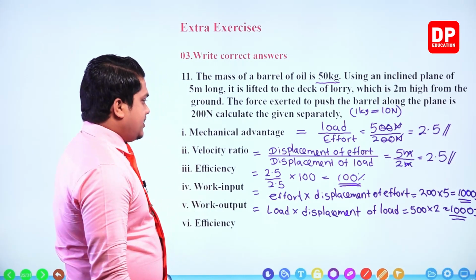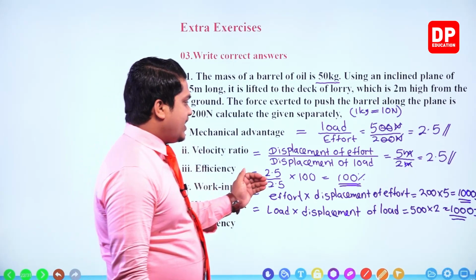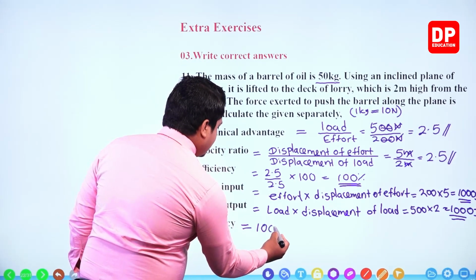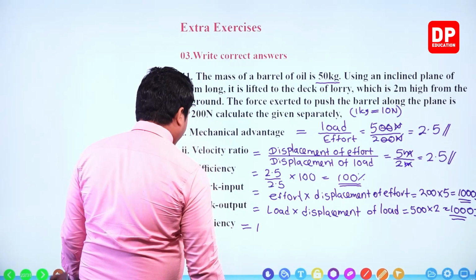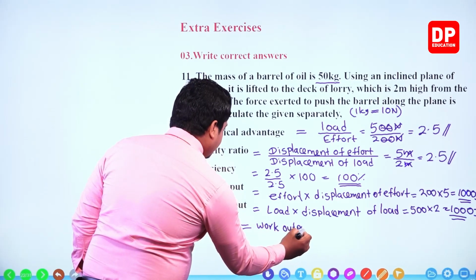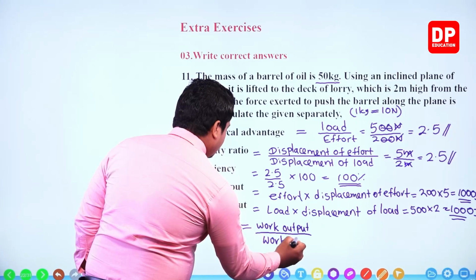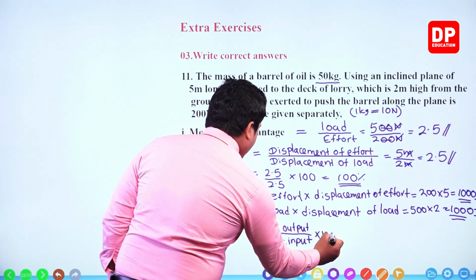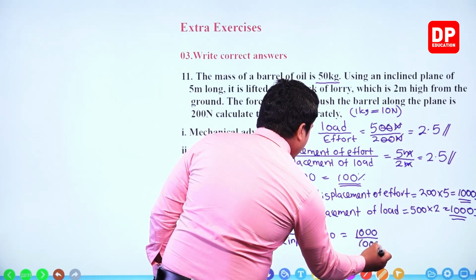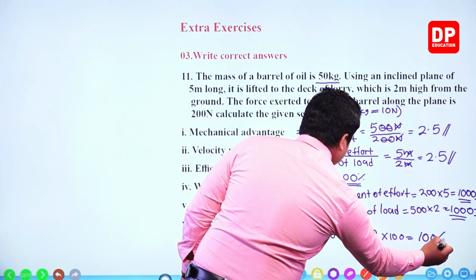Okay. Next one, efficiency. Here you need to find it by using the work input and the work output. So I'll write the formula: work output divided by the work input, and multiply by 100. That means 1000 over 1000 times 100, which is 100%.